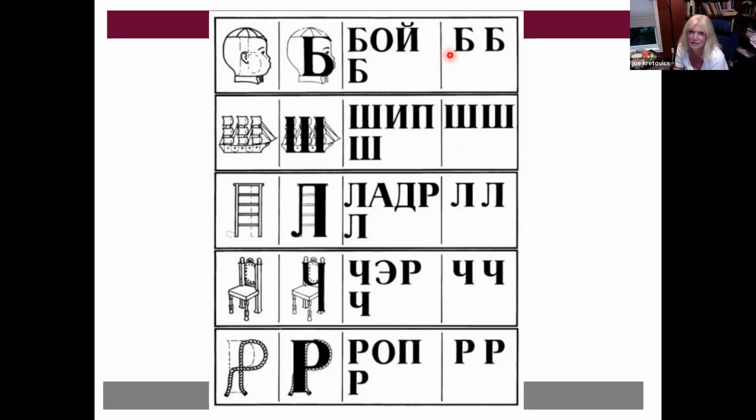What is the name of this letter? B. What is the name of this letter? A. What is the name of this letter? Shaw. Good. What is the name of this letter? L. What is the name of this letter? J, che. And what is the name of this letter? Air. Good. So just in this short amount of time, in a language that most of us could not read on our own, you were able to pick up 5 sounds, 5 letters, and 5 words.